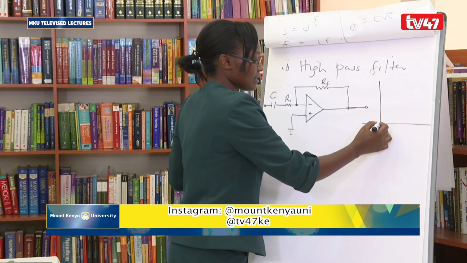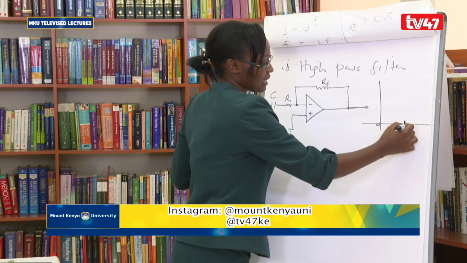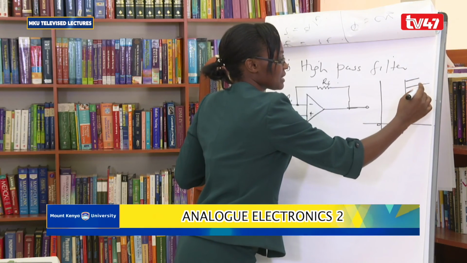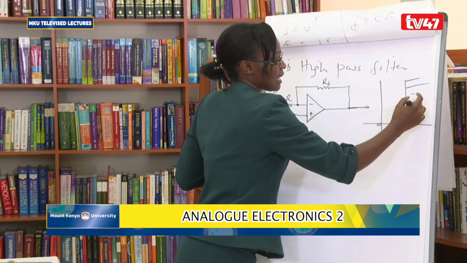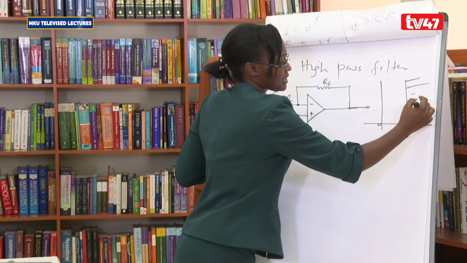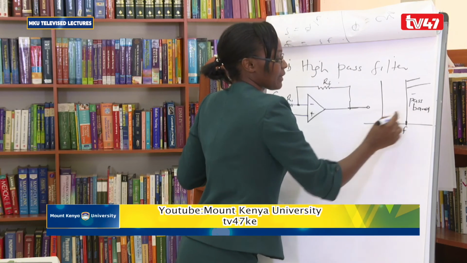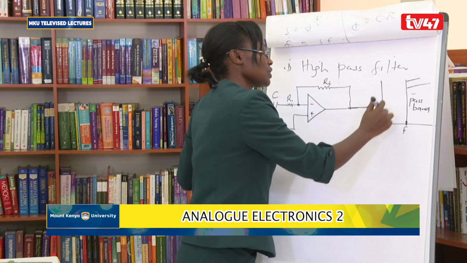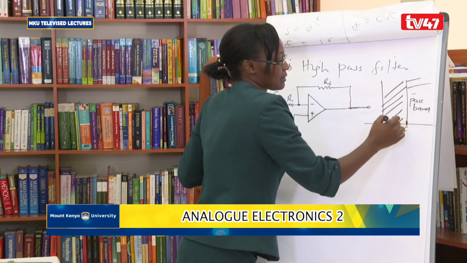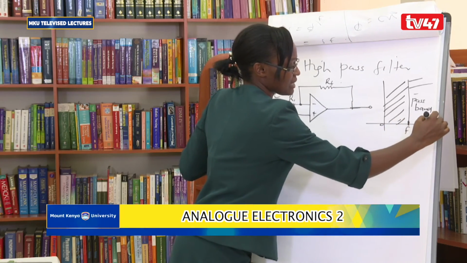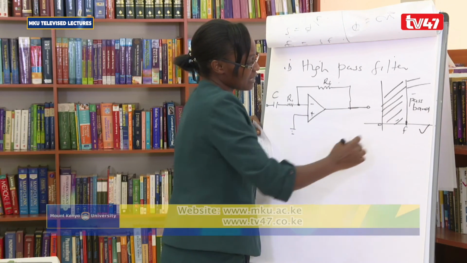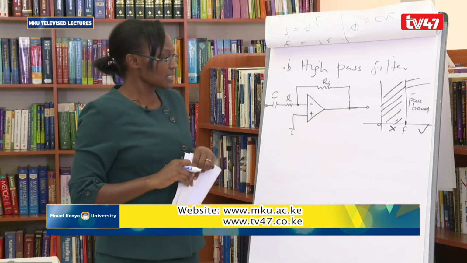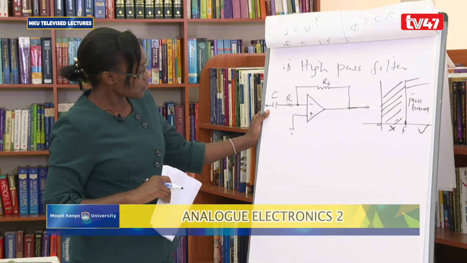You find that from 0 up to a particular cutoff frequency, any signal above that cutoff frequency is amplified. So this part we call the pass band. Any signal below the cutoff frequency will be attenuated. So this we call the attenuation band. Any signal above here is amplified. Any signal here between 0 and the cutoff frequency is attenuated. So let's see how this works.